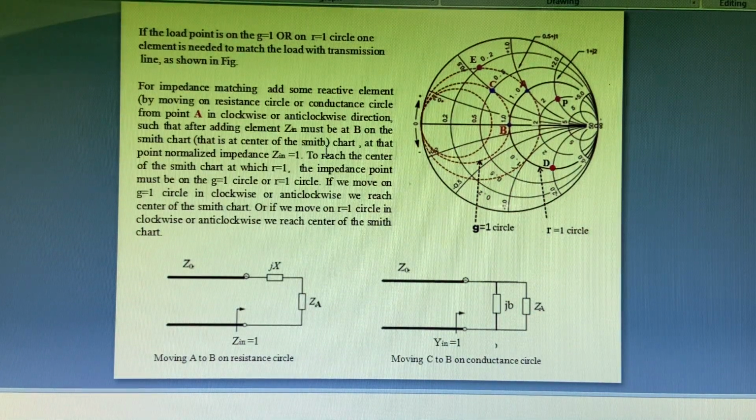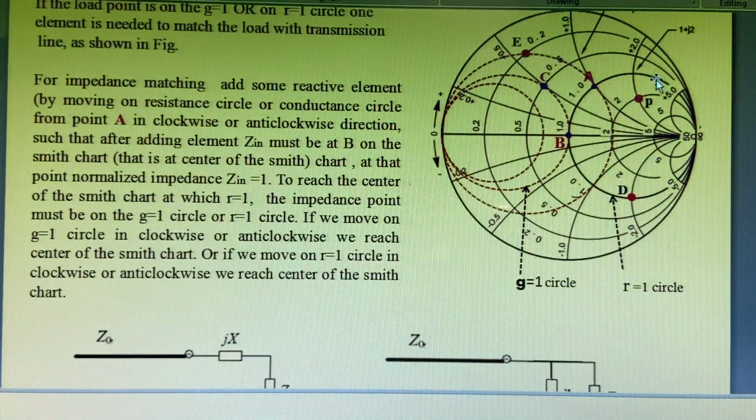So in the previous topic, we studied how to get impedance matching using a single element. For single element matching, the load impedance must be on the R is equal to one circle, like this, or R is equal to one circle like this. The point must be over the R is equal to one circle.